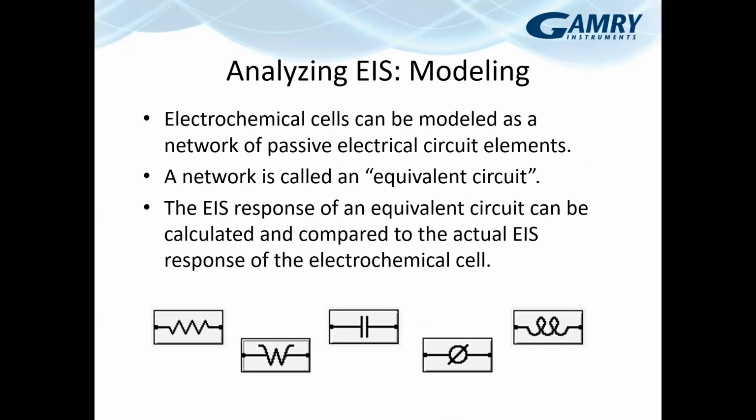So that was how the data is collected and how it gets presented, and now briefly we're going to talk about how we actually analyze the data that you see in EIS, and that is through modeling. So we model our data. The electrochemical cell itself is going to be substituted for a network of passive electrical circuit elements, and the network that we build is called an equivalent circuit. The EIS response to that equivalent circuit can be calculated and compared to the actual data that we get, and so you can fit one to real data.